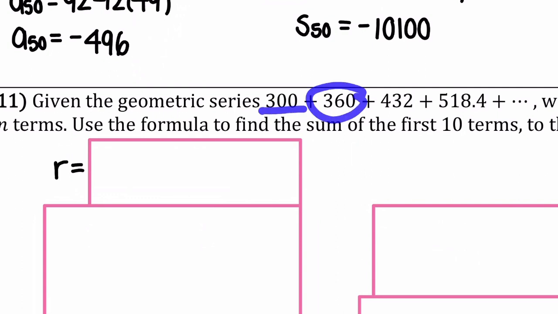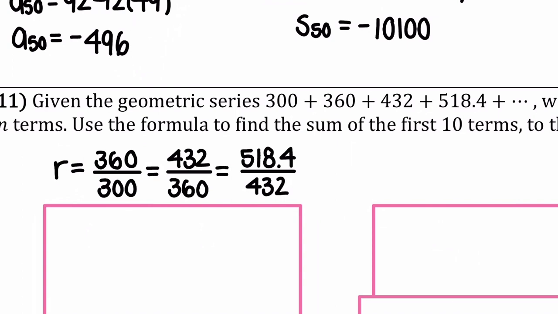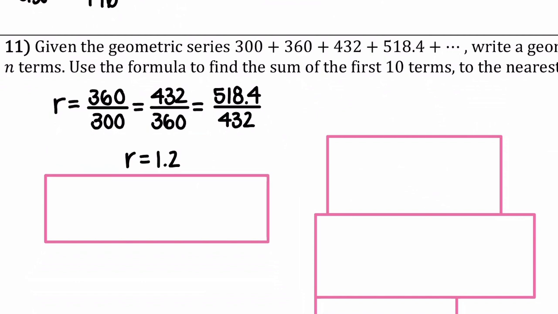So as per usual, common ratio is just any term divided by its previous. So in this case, if they already tell us that it's a geometric series, we don't have to check all of them, but I'm just going to do so just so we can see there's multiple options to find the common ratio. So we can use 360 divided by 300, 432 divided by 360, or 518.4 divided by 432. And so if you were to simplify that on the calculator, that thus gives us r equals 1.2. If you want to write it as a fraction, that's okay too. It's the same thing.